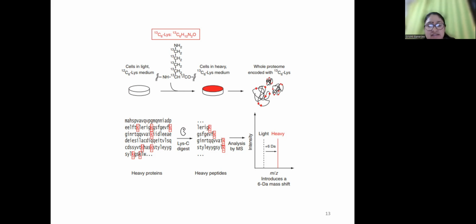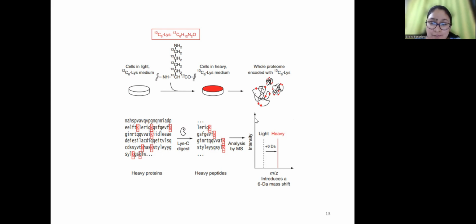In mass spec, what is very important is digestion, where we digest the proteins into peptides. So now the peptides are also labeled, everything is labeled with the heavy one, right? And there's one sample which is not labeled. So there will be a difference in the intensity, or in the peaks. The light one will be 6 daltons less, and the heavy one is 6 daltons more. So you can easily detect the difference.